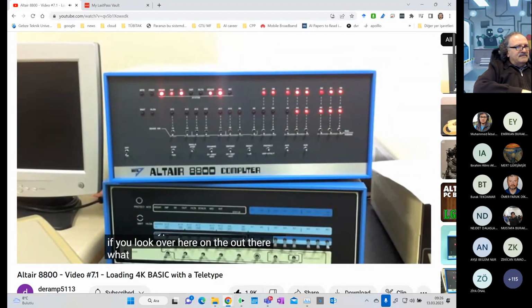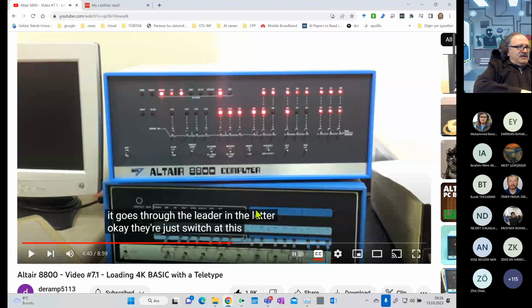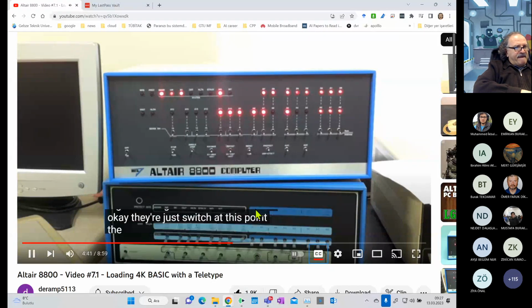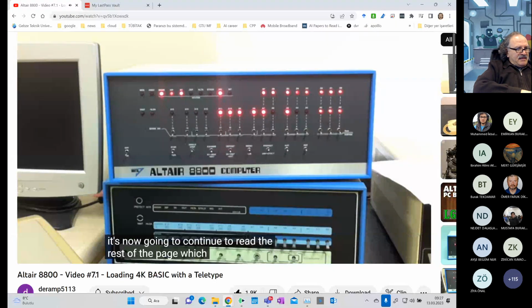Now, if you look over here on the Altair, what you're seeing is the bootstrap loader running. That's the light pattern you see. When it's done loading the bootstrap loader, we'll see the light pattern change when it jumps into the checksum loader that then turns around and reads the rest of BASIC. That's about 256 bytes worth by the time it goes through some leader and the loader. Okay, it just switched from the bootloader to the more sophisticated loader. At this point, the second stage loader is running, and it's now going to continue to read the rest of the tape, which has BASIC on it.